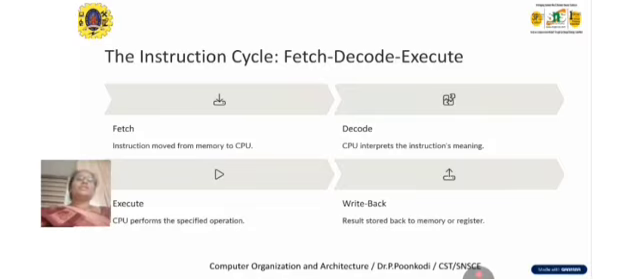Then the instruction cycle uses 3 stages: fetch, decode, execute. First it will fetch the instruction from the memory, and it will be processed through the CPU. It performs the operation through the CPU, that is execute, and uses the write back method to store back to memory or register.